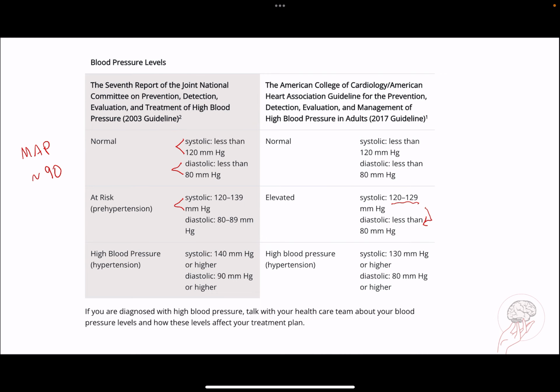Hypertension is characterized as a systolic greater than 140 and a diastolic greater than 90. So notice 90 is now near our mean arterial pressure. So our resting blood pressure is near our mean arterial blood pressure. The American College of Cardiology actually has a slightly lower, and they classify hypertension as blood pressure greater than 130.